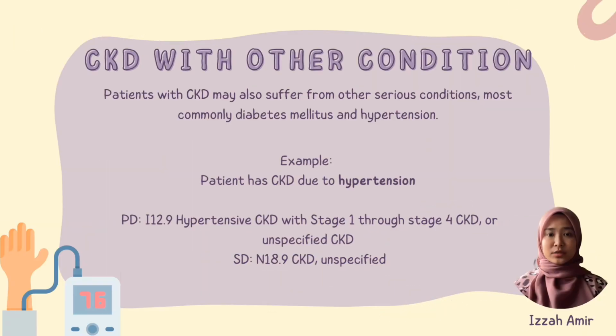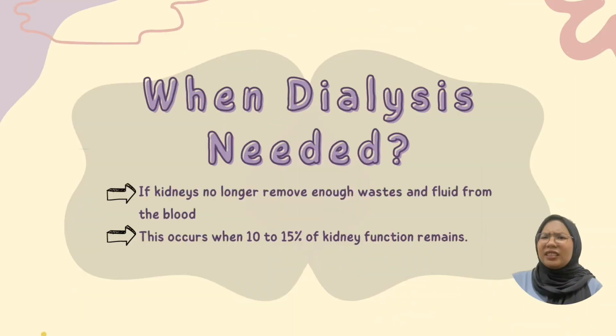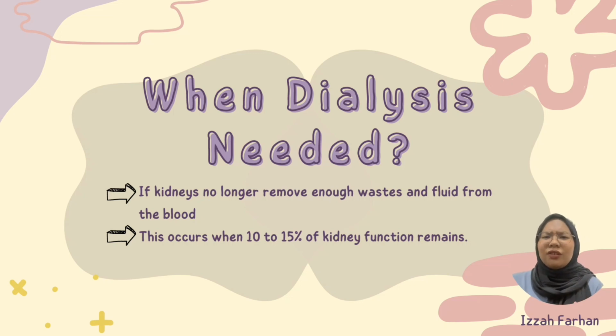For CKD with other conditions, patients with CKD may also suffer from other serious conditions, most commonly diabetes mellitus and hypertension. For example, if a patient has CKD due to hypertension, the PD will be I12.9, hypertensive CKD with stage 1 through stage 4 CKD or unspecified CKD, and the secondary diagnosis is N18.9, CKD unspecified. When is dialysis needed? First, if kidneys no longer remove enough waste and fluid from the blood. This usually occurs when 10 to 15% of kidney function remains.